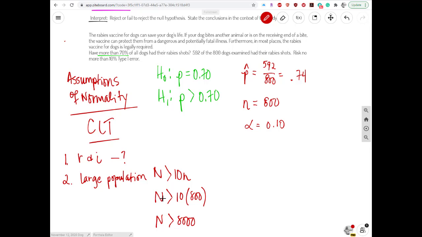So I need to know that there are at least 8,000 dogs that we're discussing here. And I'm assuming that this is for some sort of county or maybe the whole United States. It doesn't really say, but 8,000 dogs isn't really very many dogs if you think about it, especially if we're talking about this being a nationwide study or even a statewide study. So I'm going to go ahead and say that it does meet the condition of a large population.